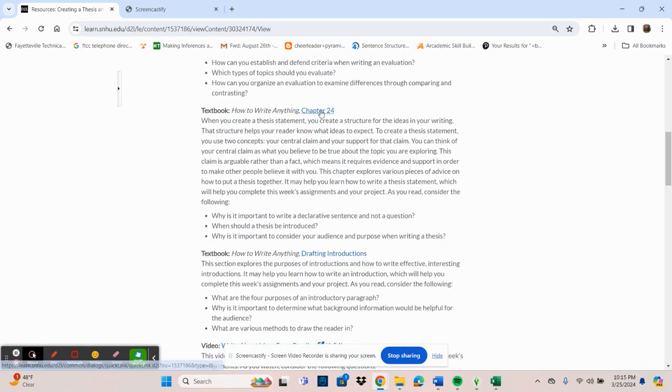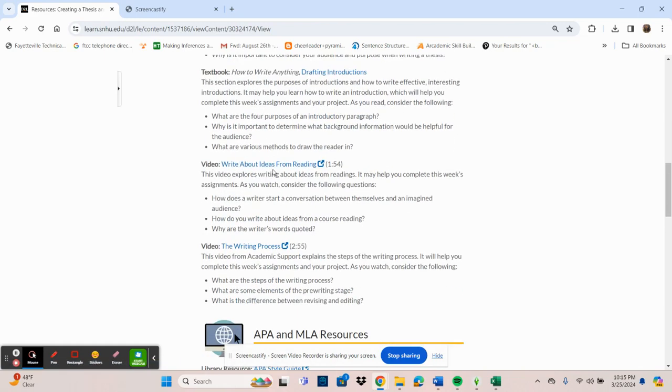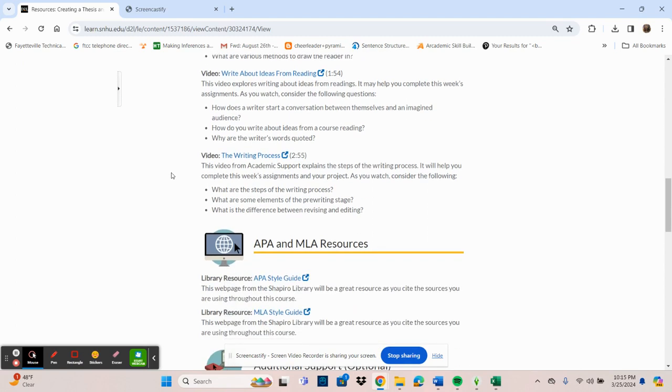We have chapter 24. We have drafting introductions, which will come in very handy for our second assignment right here. And we also have a video, write about ideas from reading. That's really good because it's going to give you some tips on how to write about the ideas from the text that you read. And then we have one more video called the writing process, and it talks about the steps of the writing process and gives you some extra information about the planning stage or the pre-writing stage.